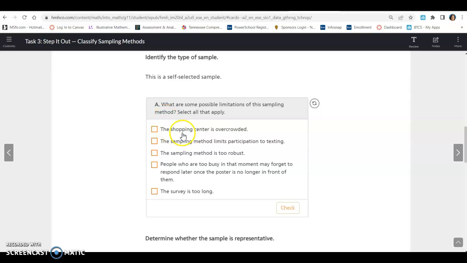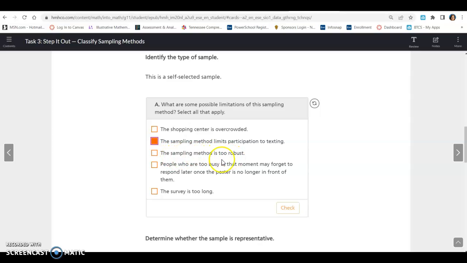All right, so the shopping center is overcrowded. The sampling method limits participation to texting. That definitely would be one because maybe not everyone is able to text or knows how to do that. It's like some of the older population, I know, still may not do that. So this would definitely be self-selected.